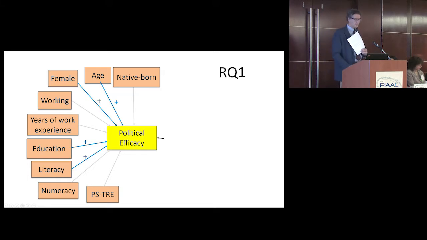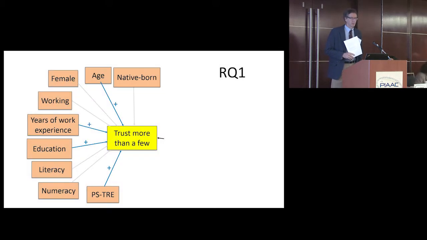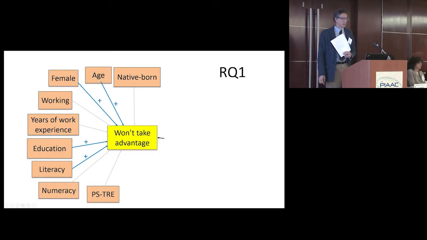of this outcome. For the first measure of trust, trust more than a few people, again, no difference between native-born and non-native-born persons. No difference between males and females. Age is a positive predictor here, and education, as it consistently is, predicts this outcome. And then for the second trust variable, age, again, a positive predictor. This time, again, females more likely than males to believe that others won't take advantage of them. And education, again, a positive predictor.